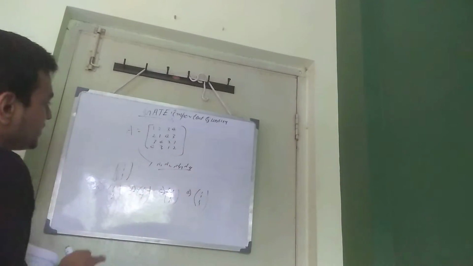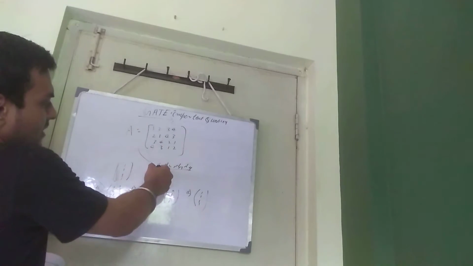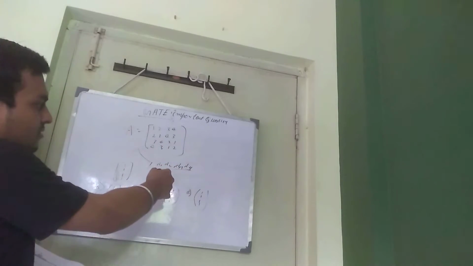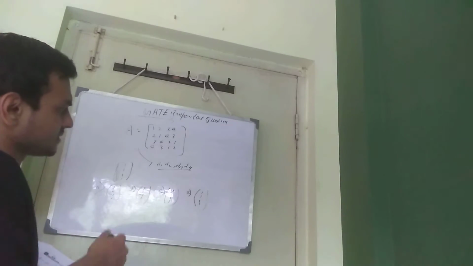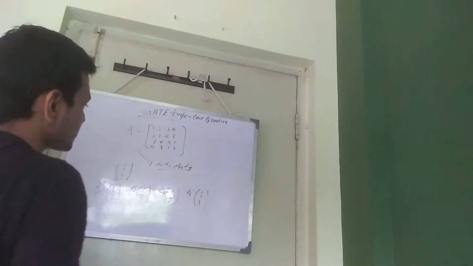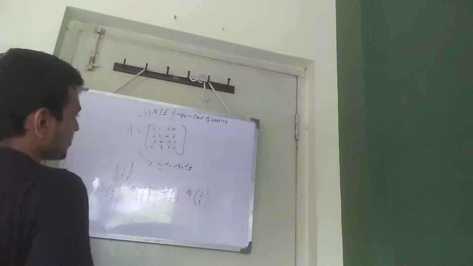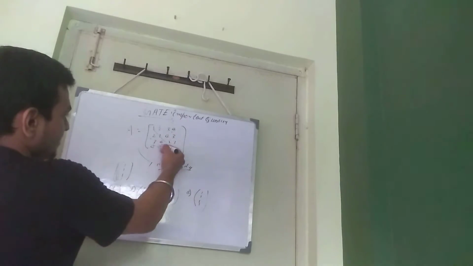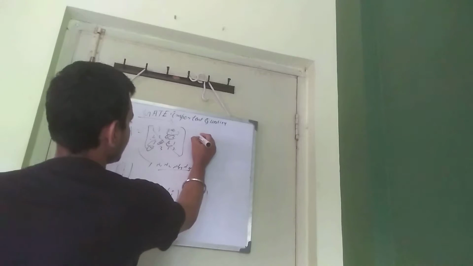By the usual process we do A minus lambda I, find lambda 1, lambda 2, lambda 3, the eigenvalues, and then solve the question. A lot of time is wasted solving it this way. So one of the tricks in this question is that you see this matrix is symmetric about the diagonal.